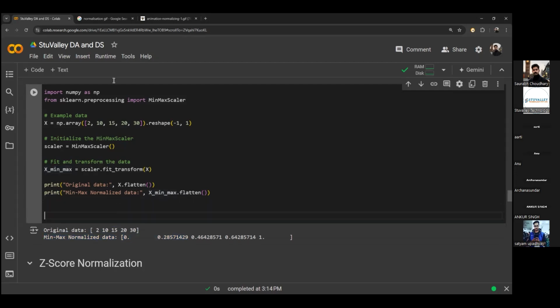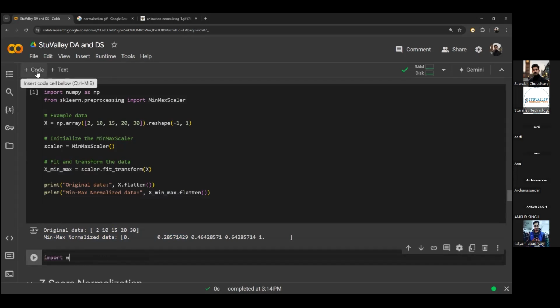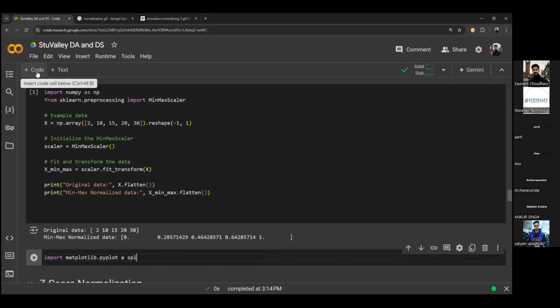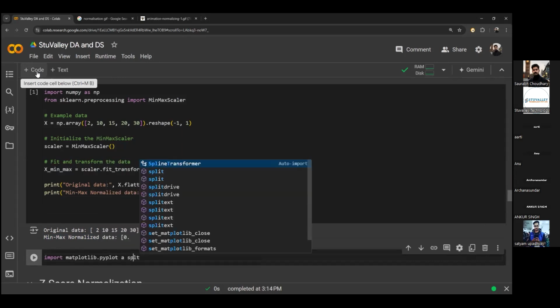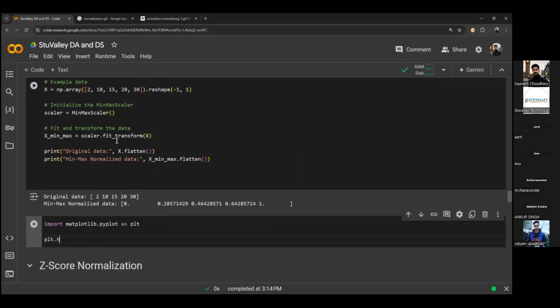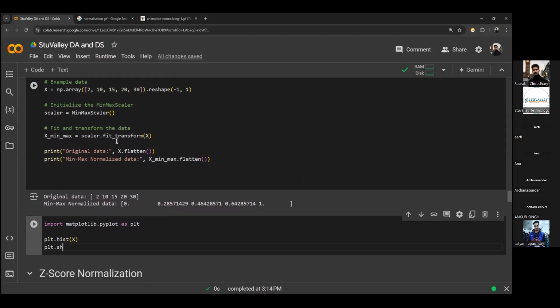Just one minute. Here I would like to do one more thing. For example, import matplotlib.pyplot as plt. So let's try plt.hist, and I will pass my data. Let's see what I'm getting.